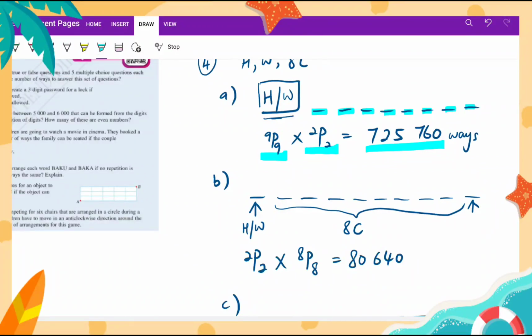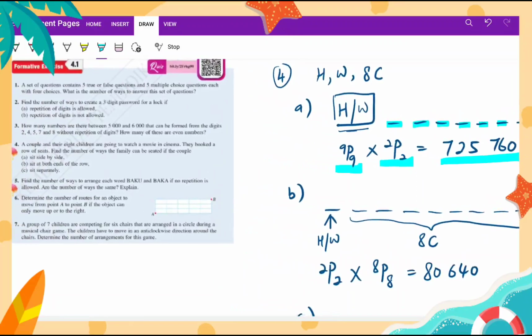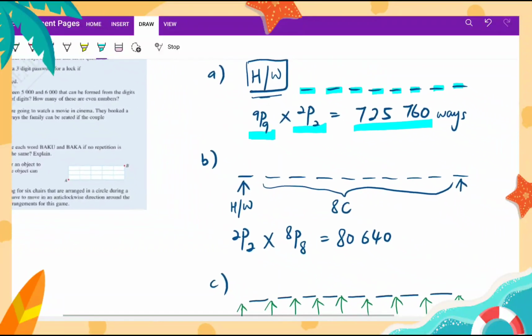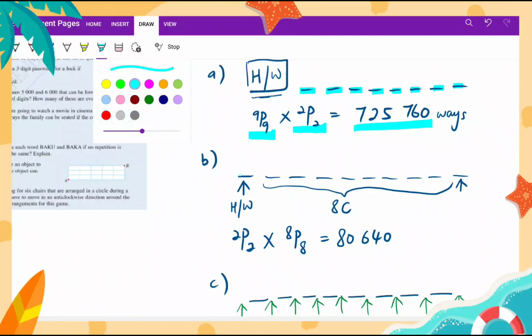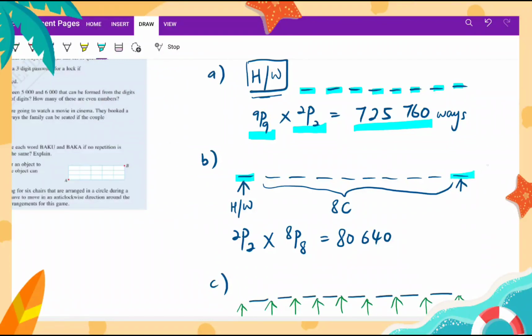And B, if the couple sits at both ends of the row, then we start from the 2 ends, which is husband or wife, right? So the 2 places here can put in either the husband or wife. So basically 2 of them to put into 2 places.